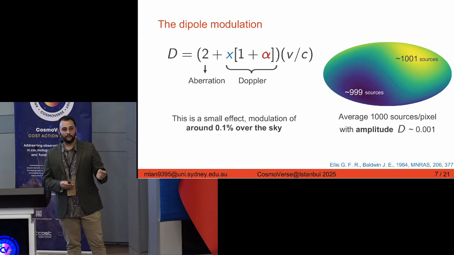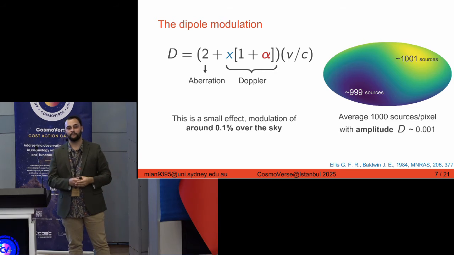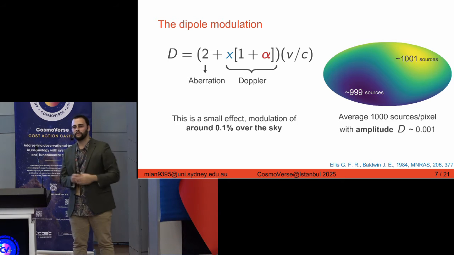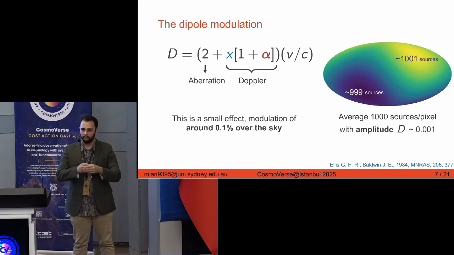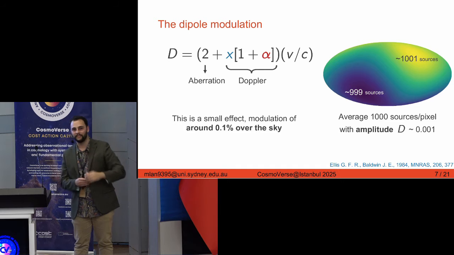So hypothetically, if you had equal area pixels in the sky and about 1,000 sources in every pixel, then with a dipole amplitude of 0.1%, you expect at the poles, where this effect is the strongest, to get plus or minus 1 source. So we've set ourselves up with a very difficult problem and a small thing to measure.